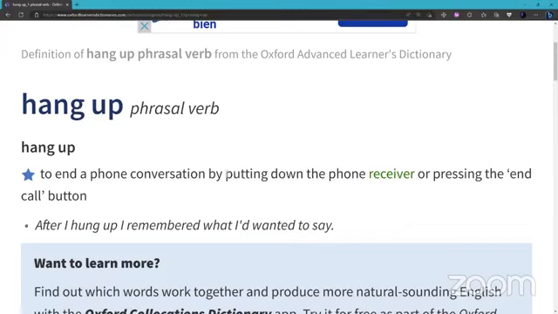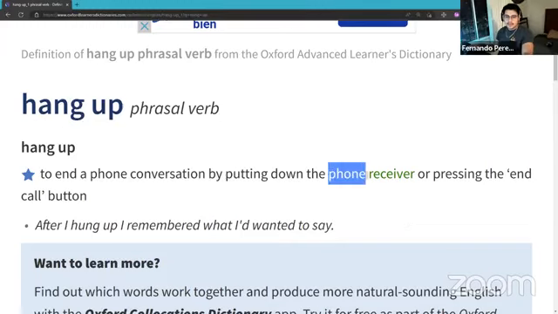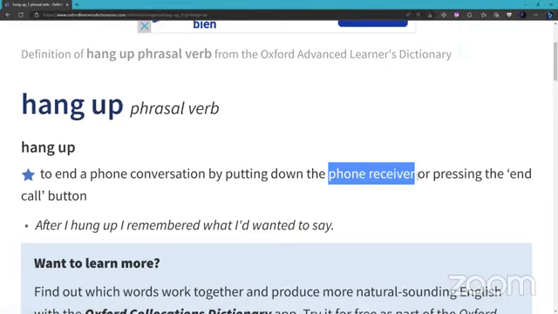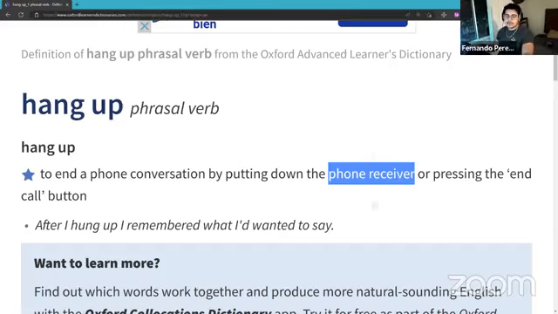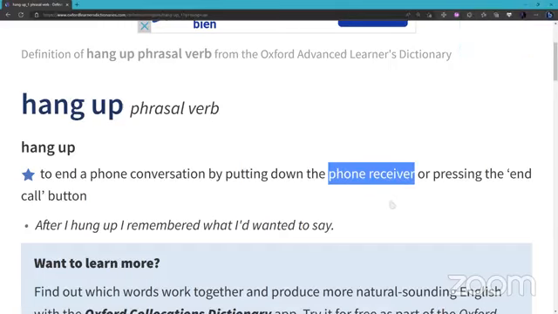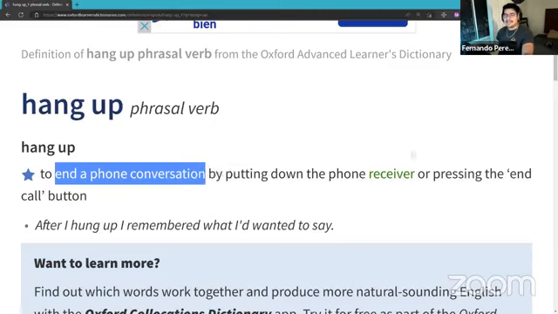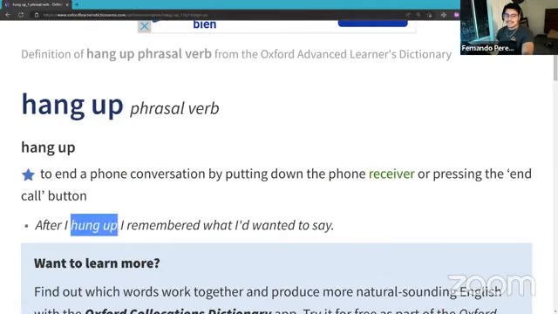Well, phone is not a noun here. In this case, it's phone receiver. Okay, yes. So you don't separate these two. Or pressing the end call button. Oh, yes. I think then that it's end a phone conversation. Exactly. The best replacing phrase is that. Then, a good way to understand phrasal verbs is to replace the phrasal verb with its synonym.